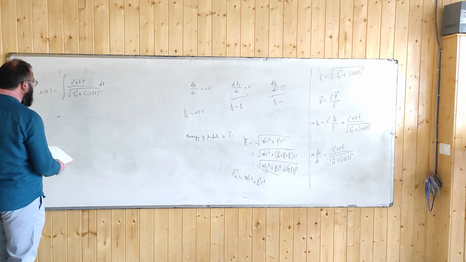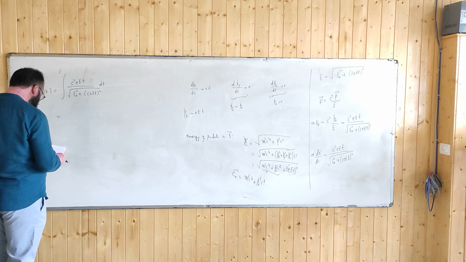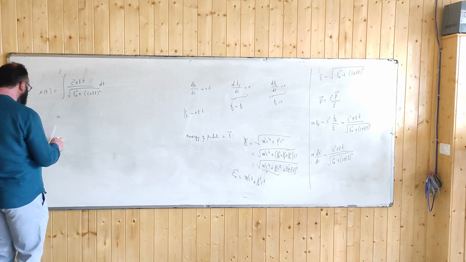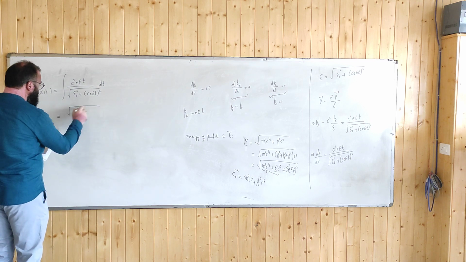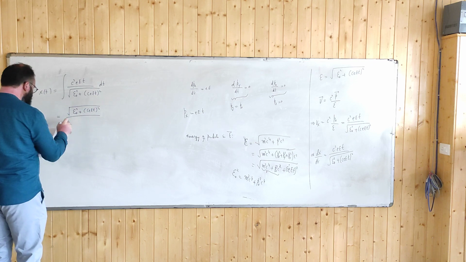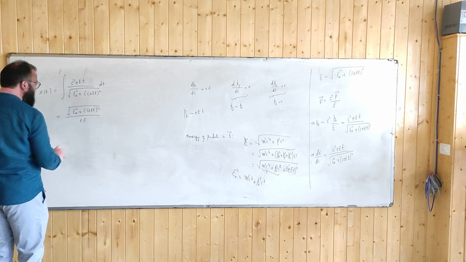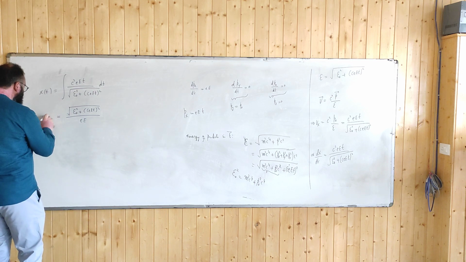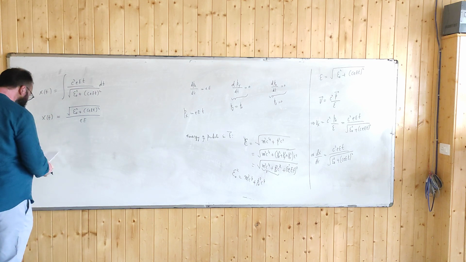What is the value of this very integral? Can anybody tell me? It will be simply the root of epsilon naught squared plus (ceEt) whole squared, divided by eE. Clear? So this is our x.